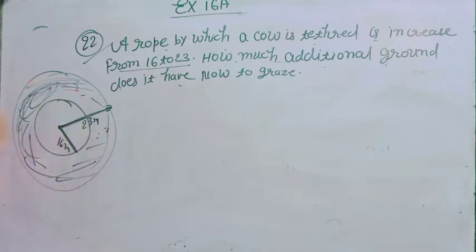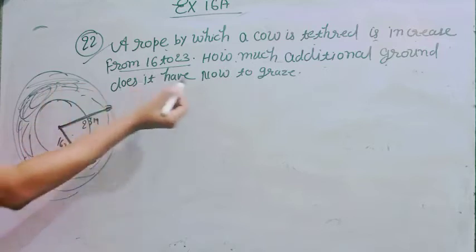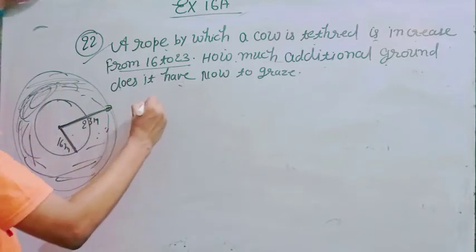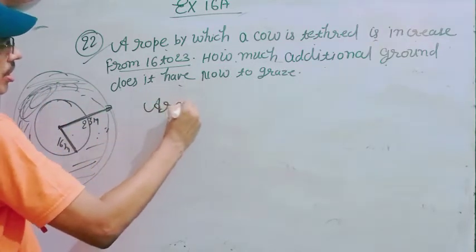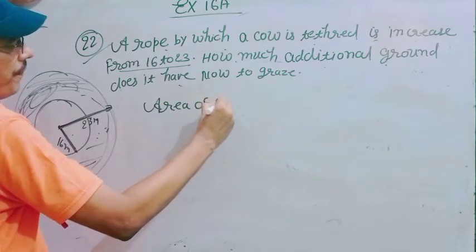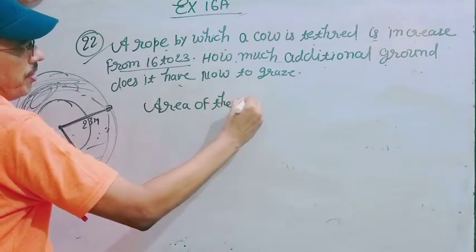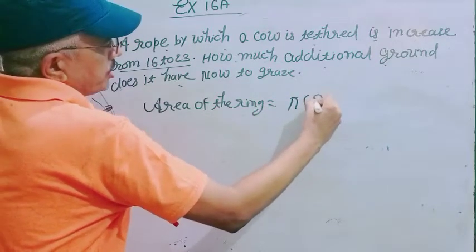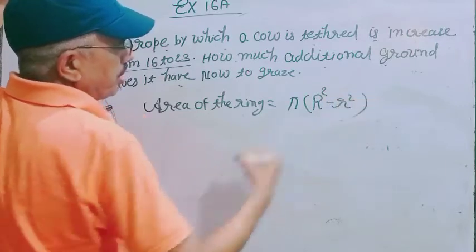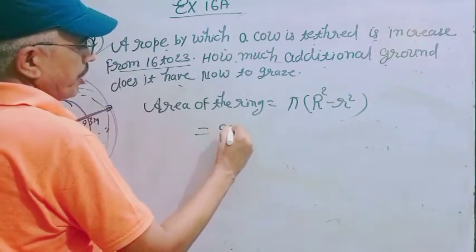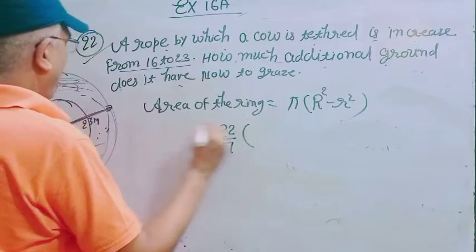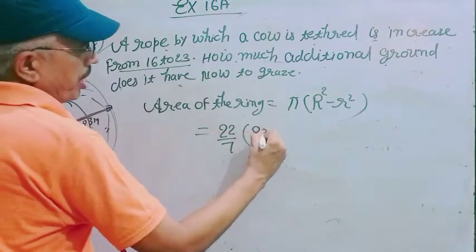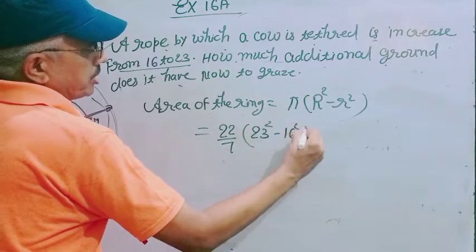This part is known as the area of the ring. Otherwise you can say the area of the whole circle minus the small circle, then you get the area of the ring. So you write, area of the ring is equal to pi, capital R square minus small r square. So here pi is 22 by 7, and capital R is 23 square and small r is 16 square.